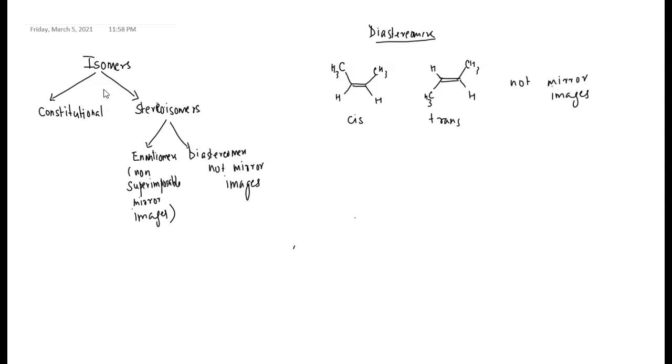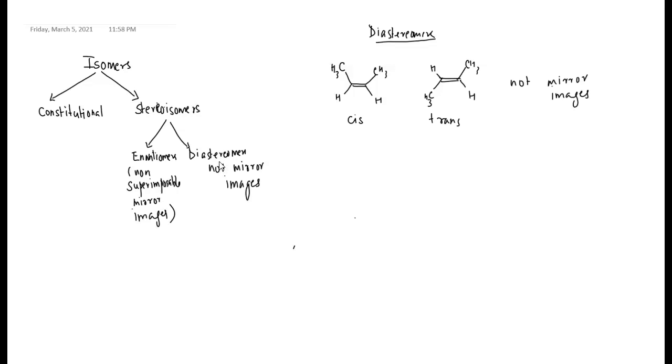In an earlier section, we saw that isomers can be classified as constitutional and stereoisomers. Stereoisomers have the same connectivity, but they have different spatial arrangement, and constitutional isomers can differ in connectivity. This can be further subcategorized as enantiomers and diastereomers. Now you are familiar with enantiomers, which are non-superimposable mirror images. Let's familiarize ourselves with what diastereomers are.